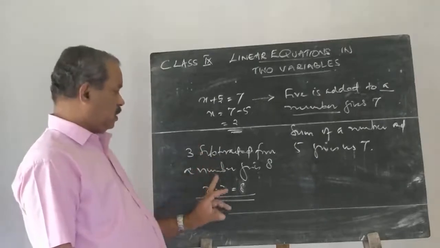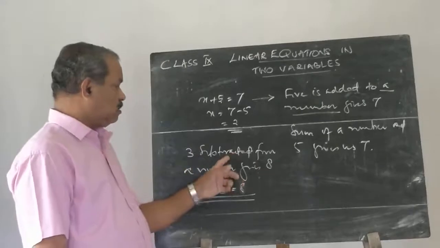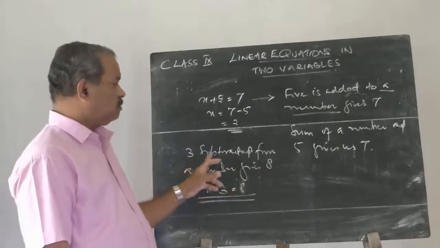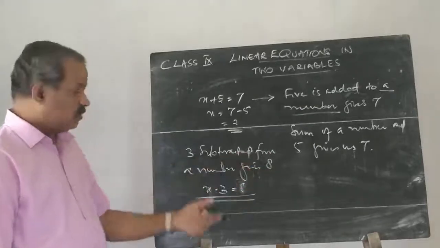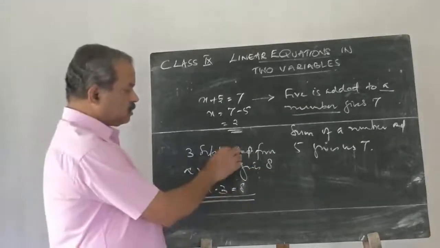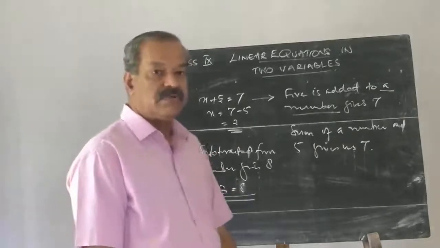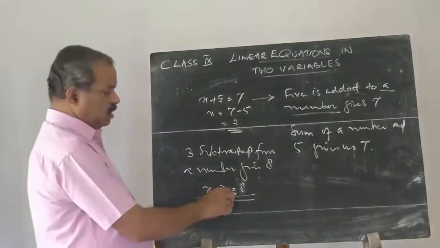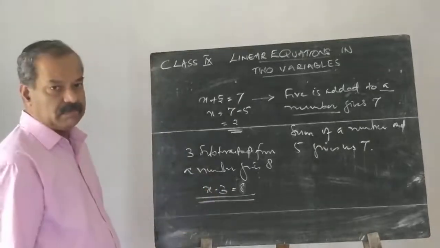So we can convert the statement, 3 subtracted from a number gives 8, into the form x minus 3 equal to 8. This is the statement form. This is the equation form, a linear equation in one variable. And we know that it has only one solution because it has only one variable.